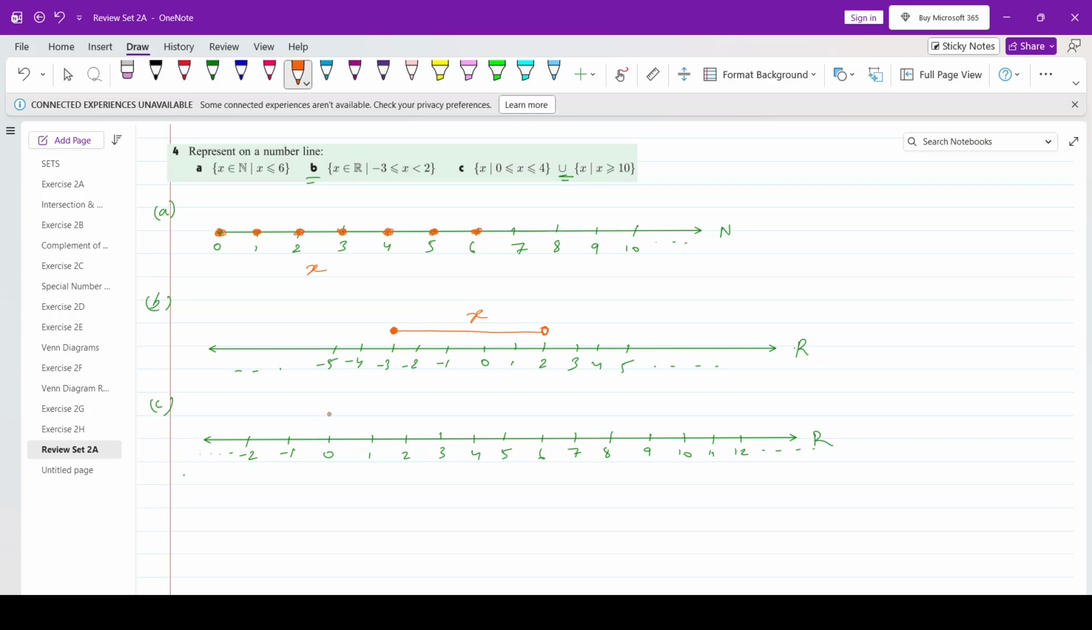So this is going to be 0, 0 is included, and 4 is also included. So this line, and union X greater than or equal to 10. So this is going to be all numbers above 10. So this is our X. First part is this, and then union this part. Let's go to the next question.